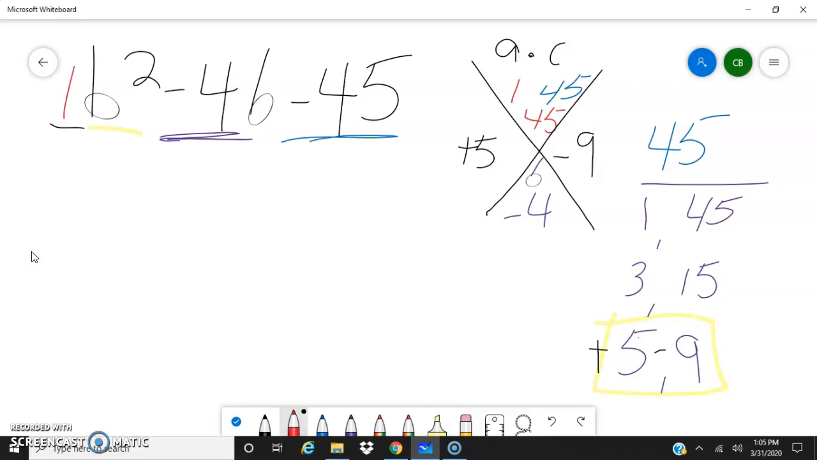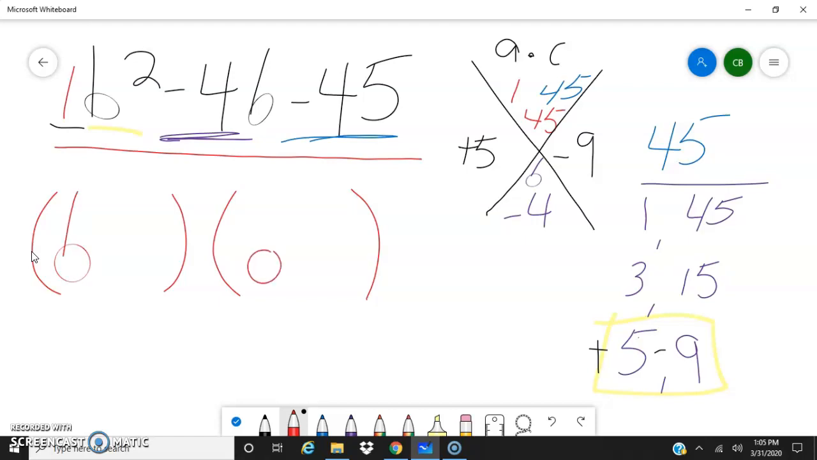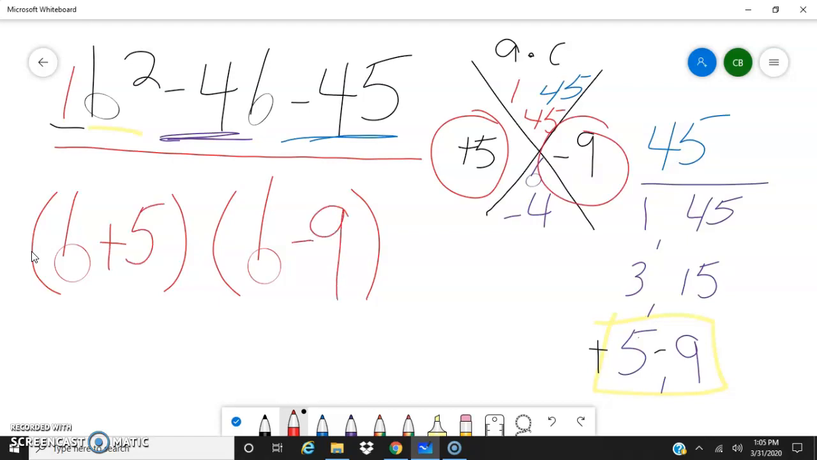We're going to take our original expression and put it into two different sets of parentheses. We're going to pick whatever variable we're dealing with, so b, and list that first. And now our two factors that we came up with: +5 goes here, and -9 goes there. That's all we have to do for that.